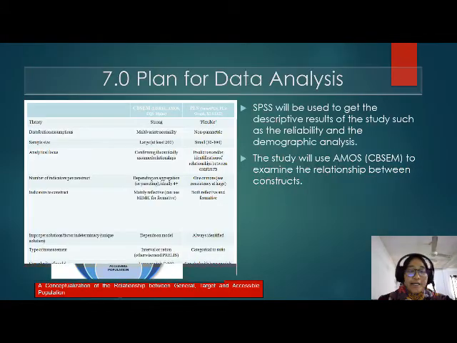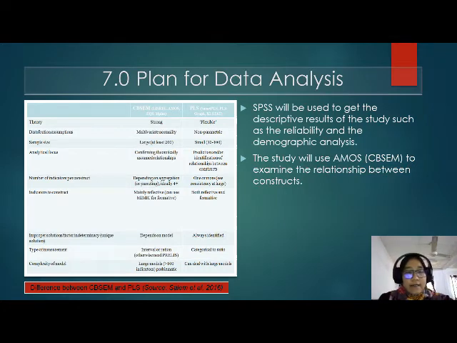We have planned for data analysis. For this research, we will use SPSS to get the descriptive results of the study, such as the reliability and the demographic analysis. We will also use AMOS, CB-SEM, to examine the relationship between the constructs and also the hypotheses.